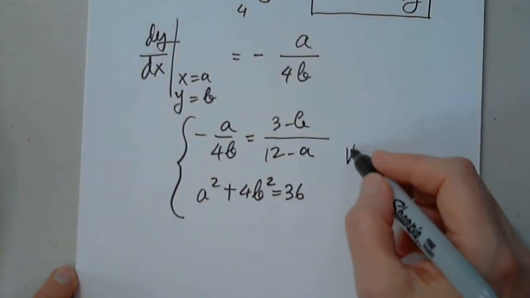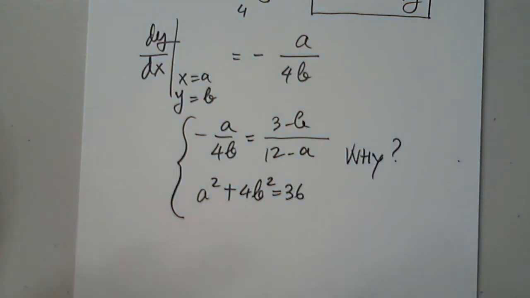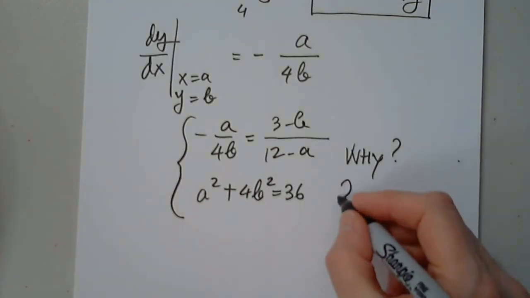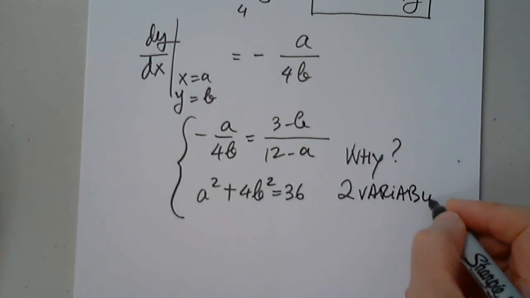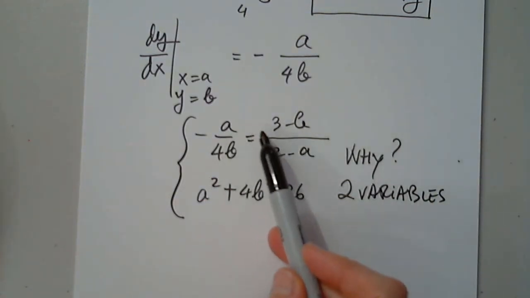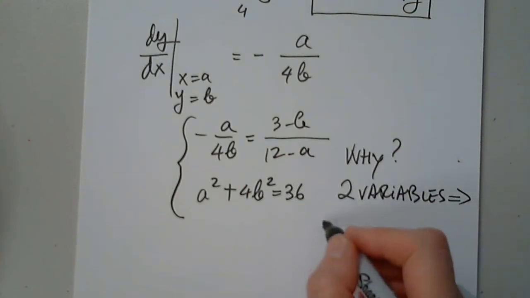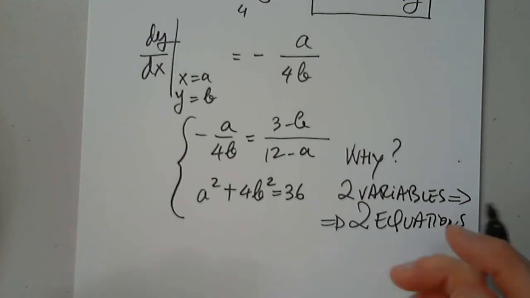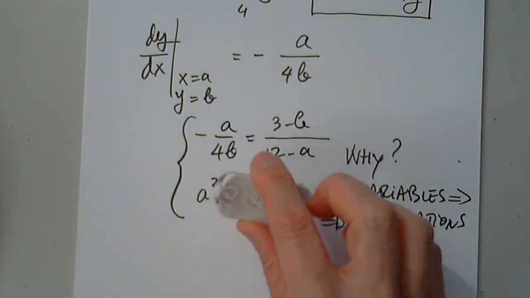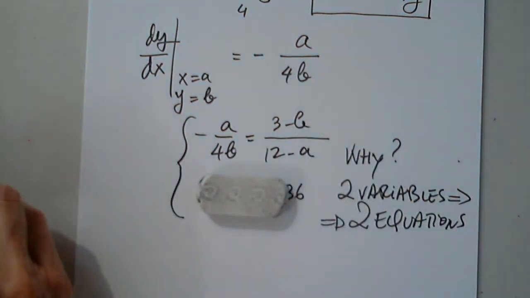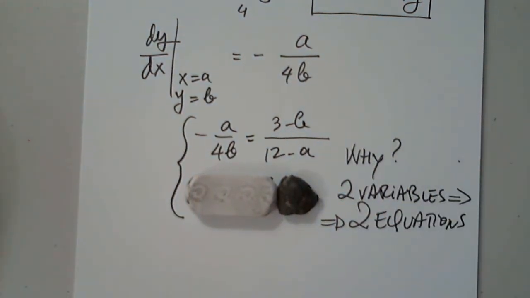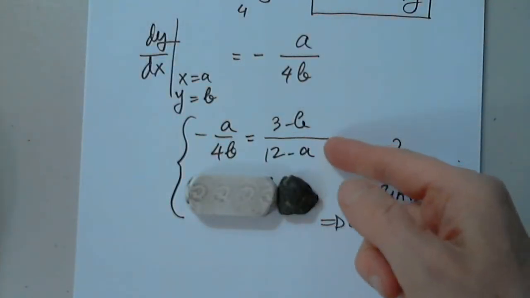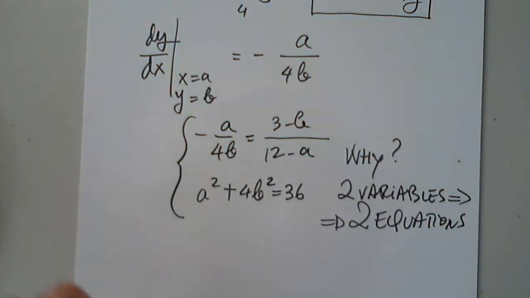Now the question is why? Why am I doing this? Why do I attach this equation? Here's the answer. I have two variables. I have the variable a, I have variable b. Because I have two variables, this implies two equations. If you give me two variables and one equation, I'll say, okay, that's beautiful, but how can I determine anything here? I can't, because I have two variables and one equation. But I was able to come up with two equations.